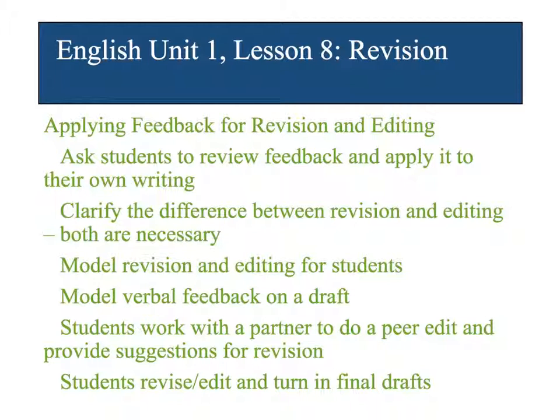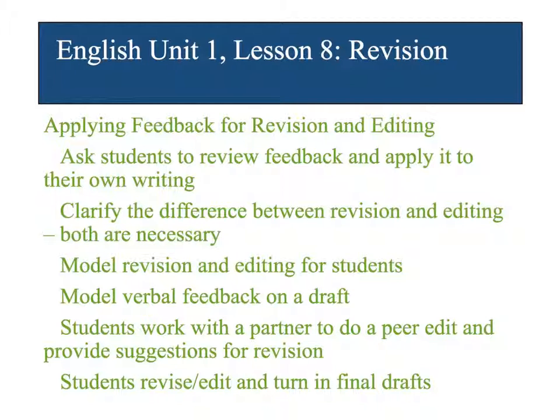Then you might also want to model providing verbal feedback on a draft, so that students are not thinking that verbal feedback really just means, yes, excellent work, or this sucks, something like that. So instead, you might want to have some kind of a fishbowl opportunity where you and a volunteer student are sitting in the middle, and the rest of the class is sitting in a circle around you, and you model how you would provide verbal feedback.